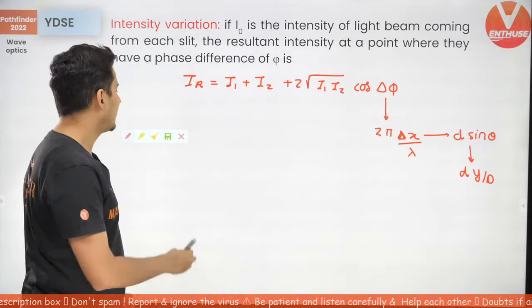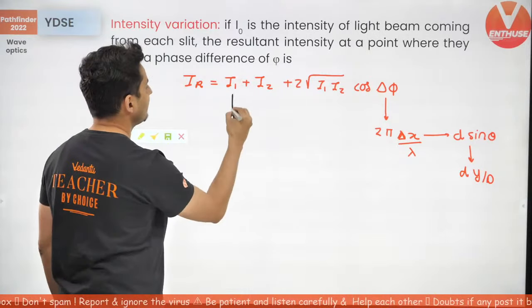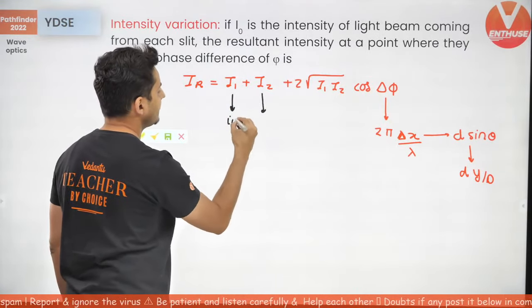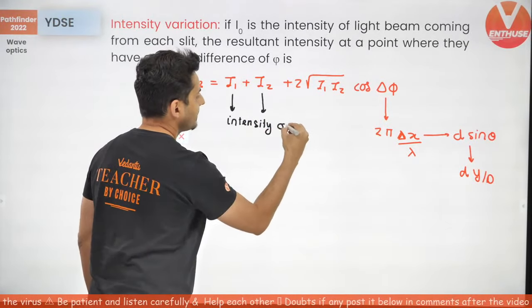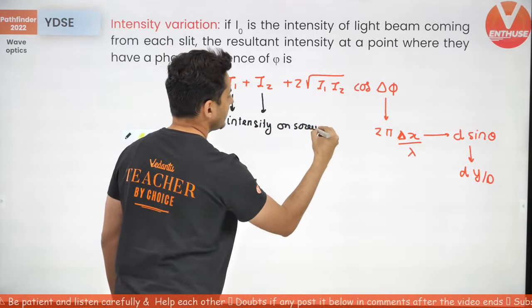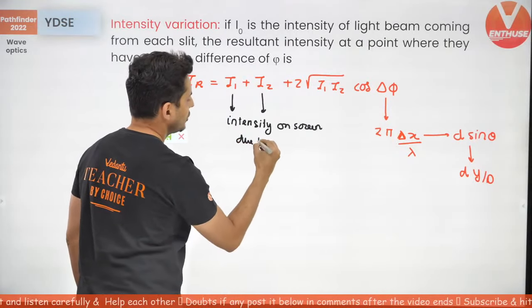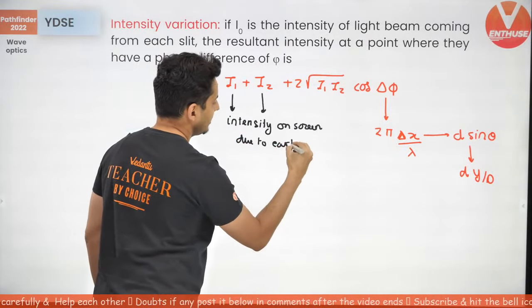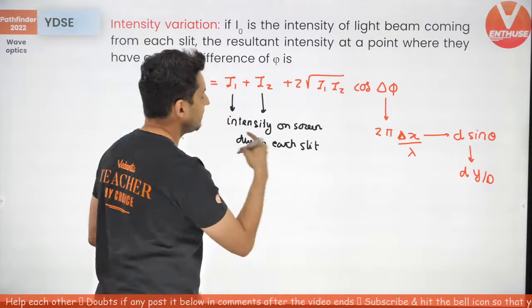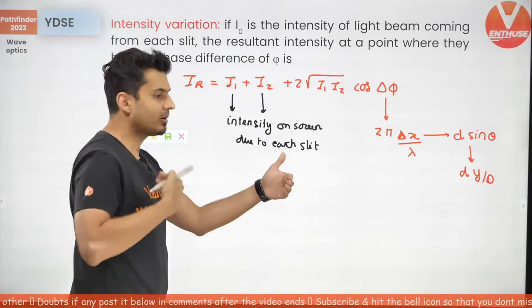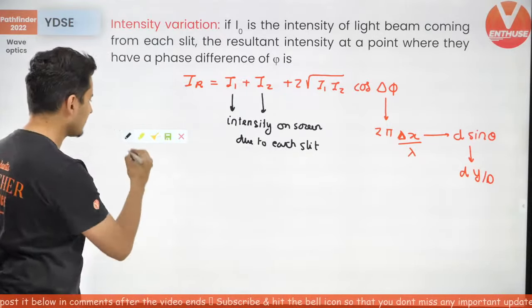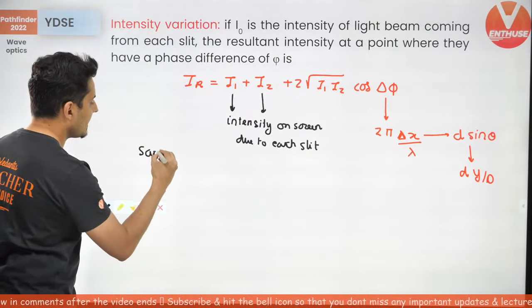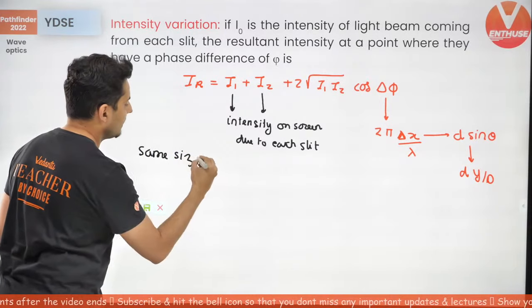And what is I1 I2? I1 I2 is nothing but the intensity on the screen due to each slit. Due to slit number 1, what is the intensity? Due to slit number 2, what is the intensity? Usually the slits are of the same size. So if they are of the same size, then what will happen?